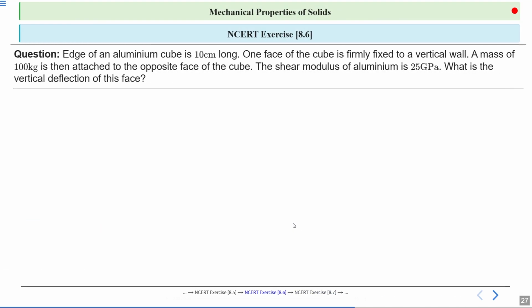Edge of an aluminium cube is 10 centimeter long. One face of the cube is firmly fixed to a vertical wall. A mass of 100 kilogram is then attached to the opposite face of the cube. The shear modulus of aluminium is 25 gigapascal. What is the vertical deflection of this face?